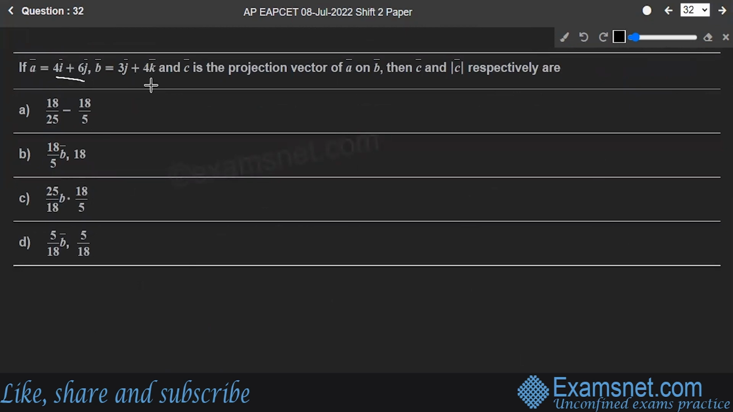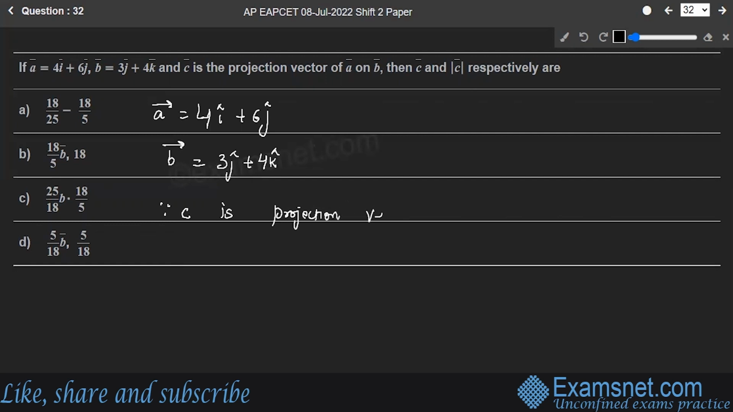If A is a vector, B is this vector, C is the projection vector of A on B, then C and the modulus of C respectively are what values? Okay, so first thing you are given A vector as 4I plus 6J and B vector as 3J plus 4K. C is a projection vector of A on B.